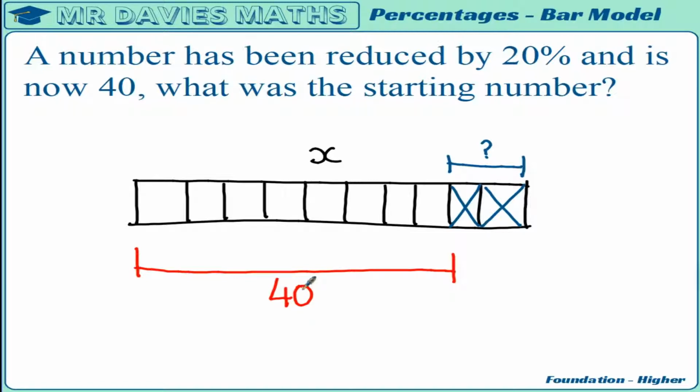Now, you've got to be careful here because really that total is worth 1, 2, 3, 4, 5, 6, 7, 8 boxes, not the full 10 boxes, only 8 of the boxes.